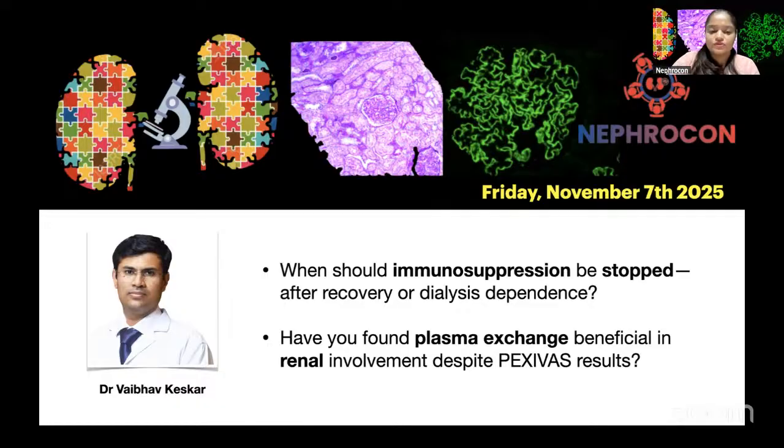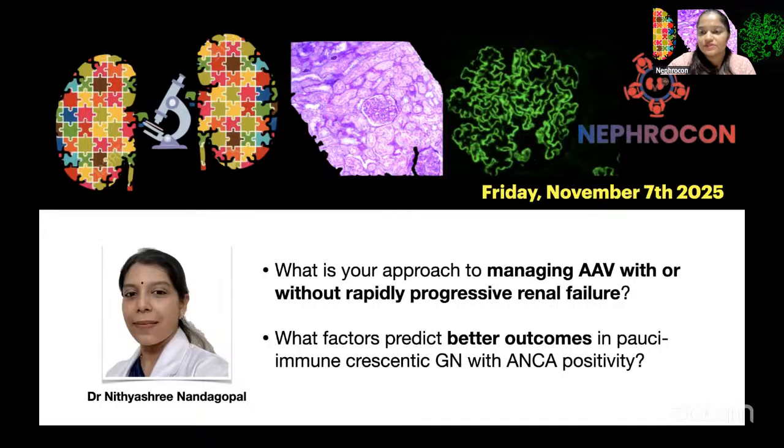Right. So that brings me to the next question. What factors predict better outcomes in pauci-immune crescentic GN with ANCA positivity? Dr. Nitya. Yeah. So better outcomes in terms of pauci-immune, I think it's the rapidity of diagnosis and how early treatment is initiated. That is one thing.